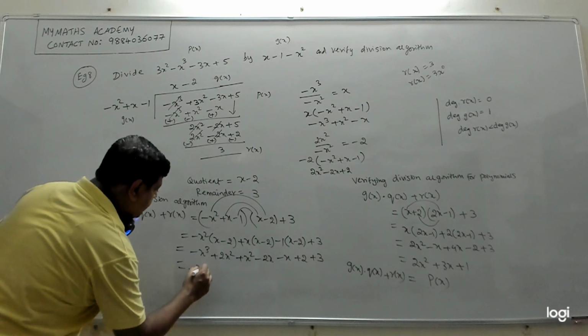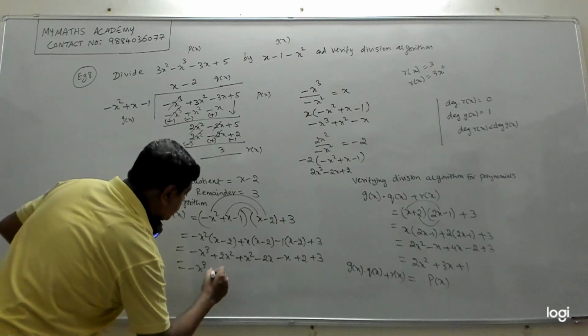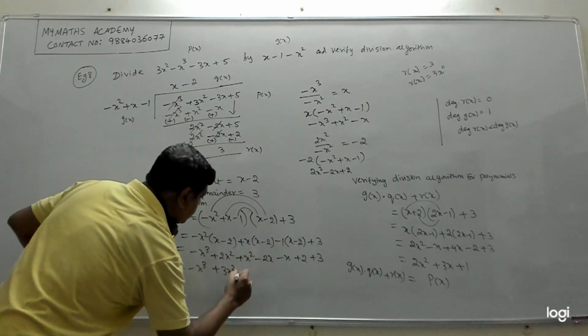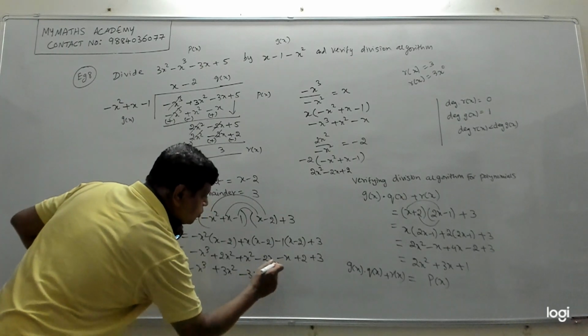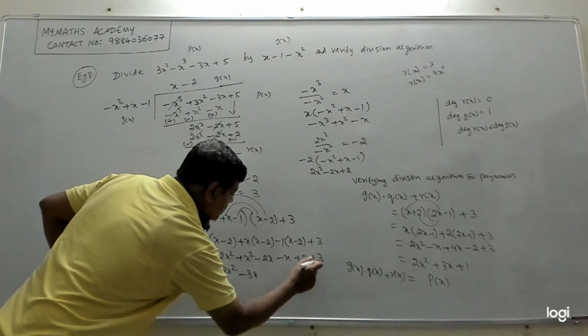Now minus x cube, then x square terms: 2x square plus x square is 3x square. Then minus 2x minus x is minus 3x. These two will give you minus 3x. These two will give you plus 2 plus 3 is 5.